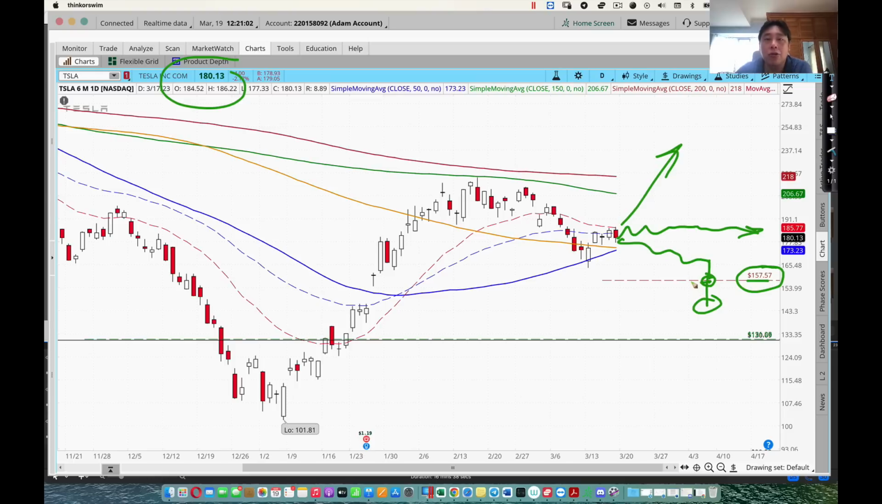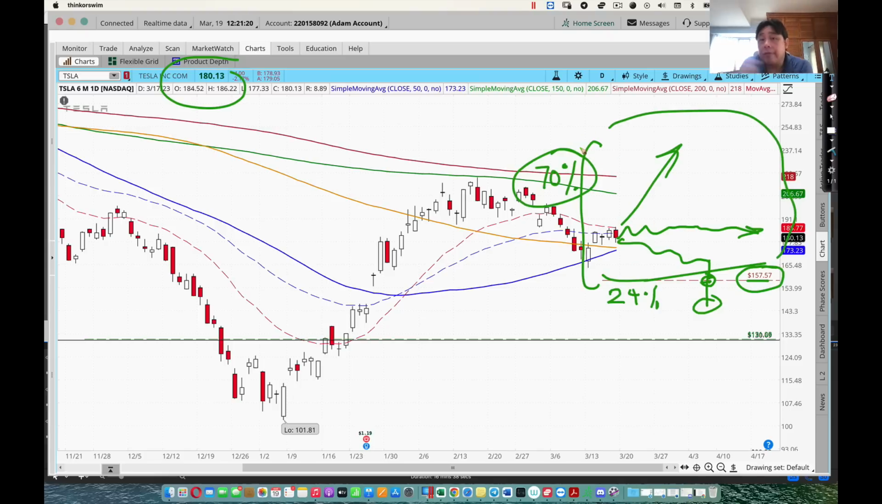Well, again, based on the delta of the put we sold, the chance is about 24% of it dropping below 157.5 and then expiring below that level, right? So we've got more than a 70% chance of the price staying within this zone, which is a very good win rate.